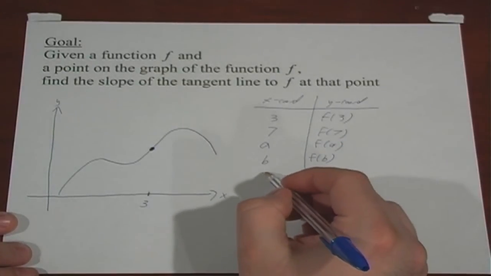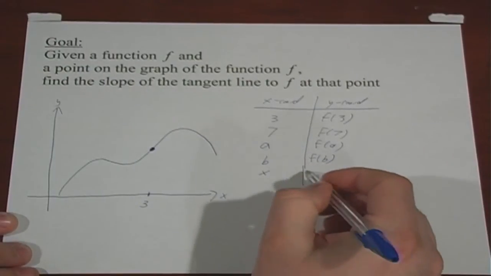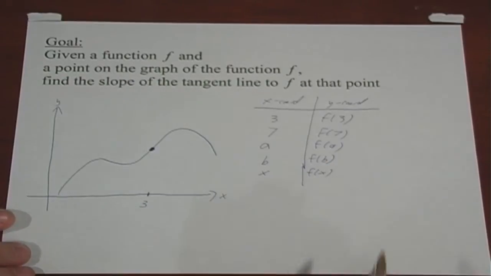Okay, let's change it one more time. Let's say the x-coordinate of some point on the graph is x. How do you find the y-coordinate? Again, just take it and plug it into the function, and you get f of x here. So what I'm trying to tell you is, if you have a function, and you know the x-coordinate of a point on the graph, how do you get the y-coordinate? The answer is plug it into the function.